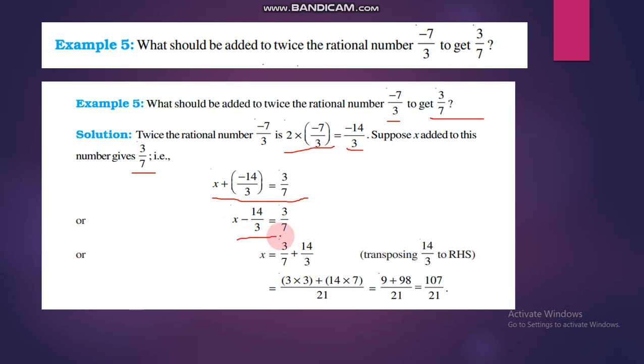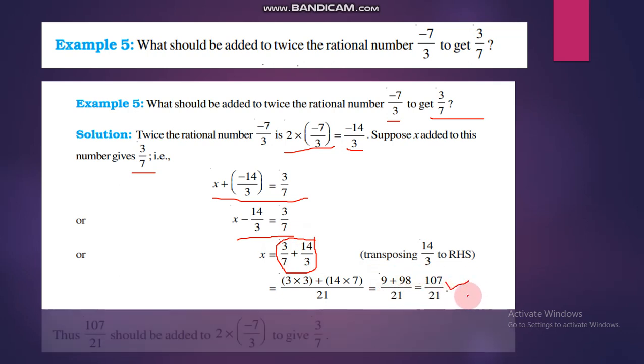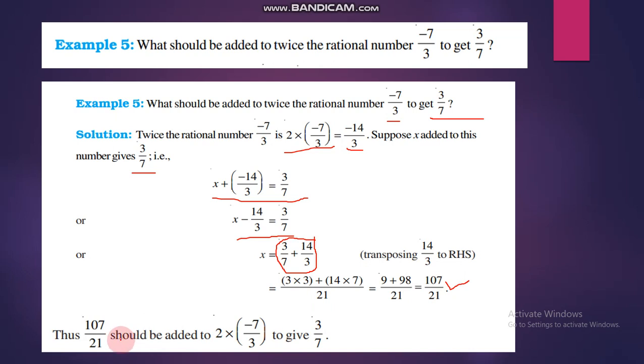Let's solve it. Transpose this minus 14 upon 3 to the RHS. We get x is equal to 3 upon 7 plus 14 upon 3. As usual we know how to add fractions, so find the LCM and solve this addition of fractions. You get the answer as 107 upon 21. Thus 107 upon 21 should be added to twice minus 7 upon 3 to get 3 upon 7 as an answer.